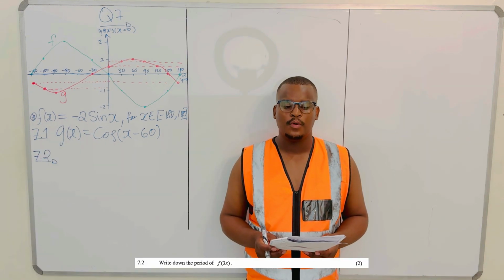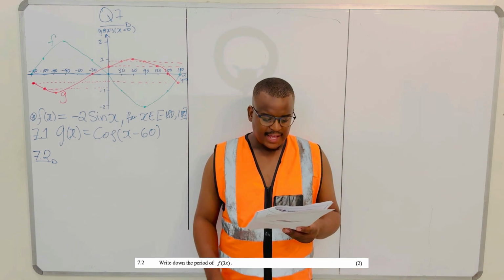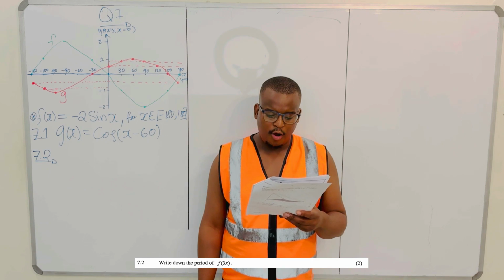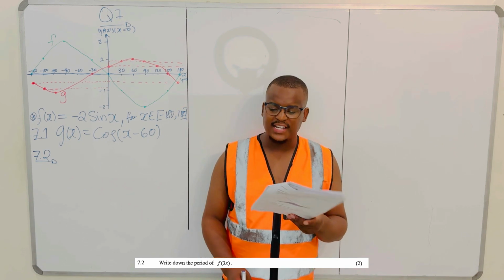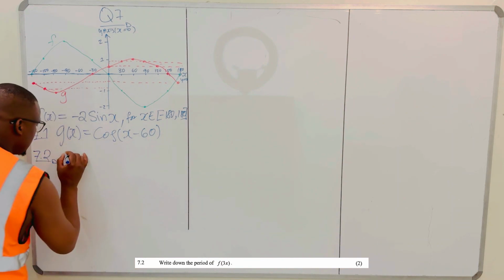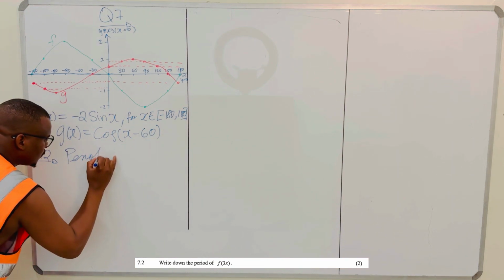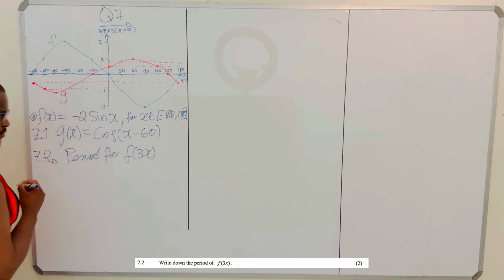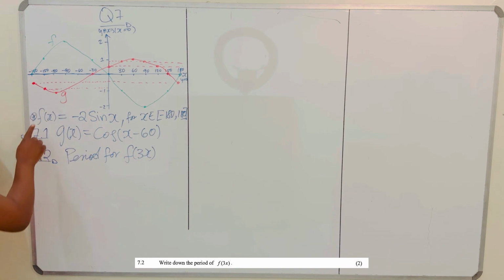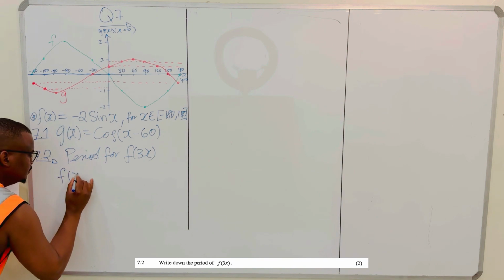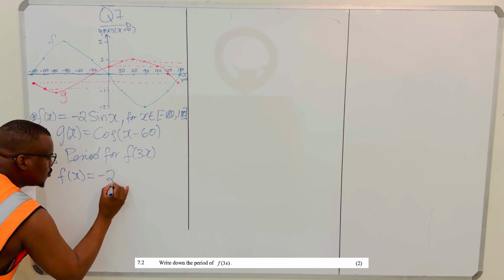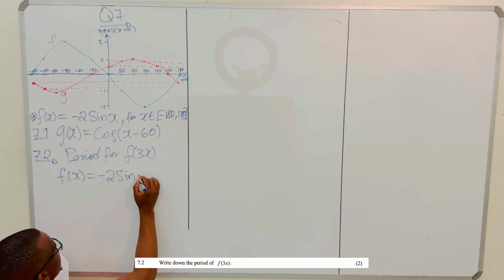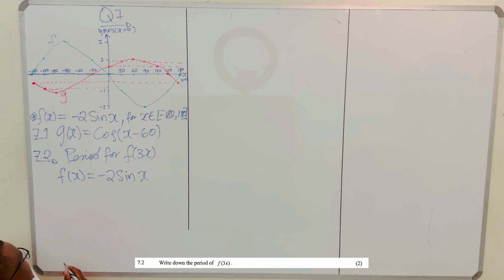Okay, so now we're doing 7.2. That's saying write down the period for f of 3x. They want us to write a period for f of 3x. Right? So what you're given here, you're given f of x to be what? To be negative 2 sine x. That's what you're given, right?